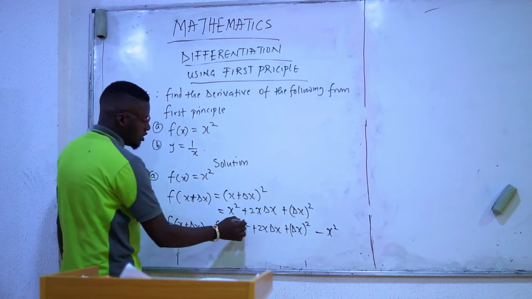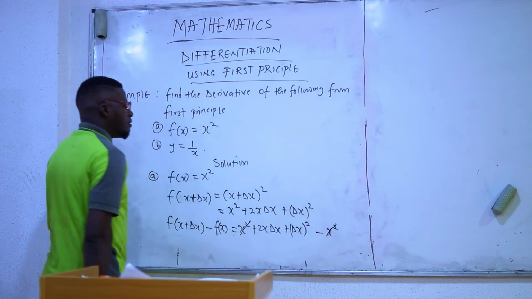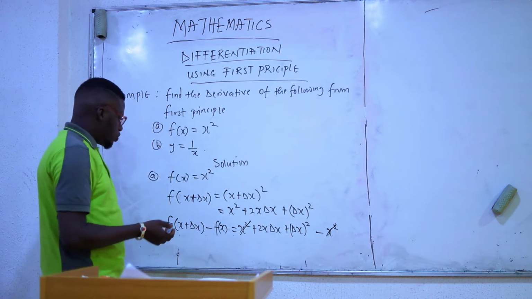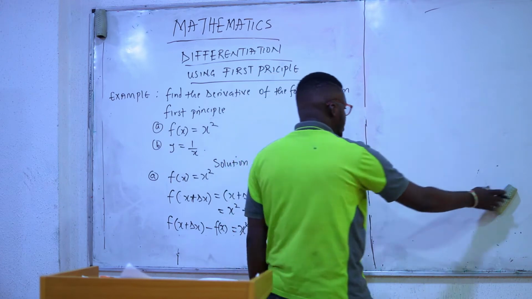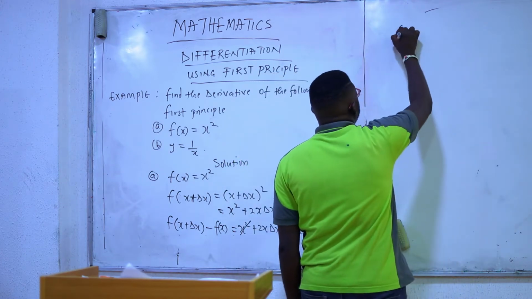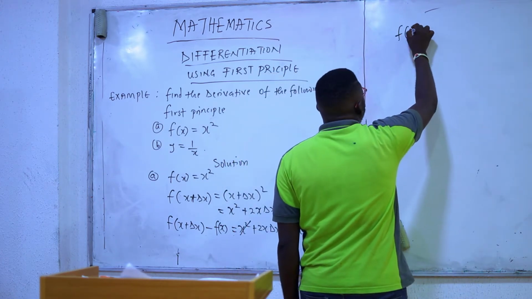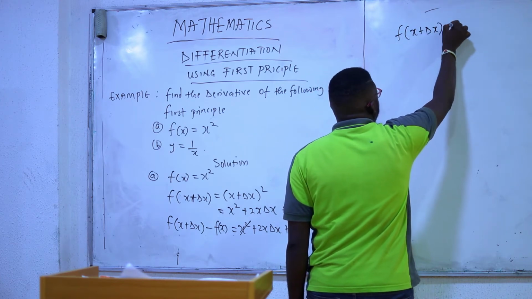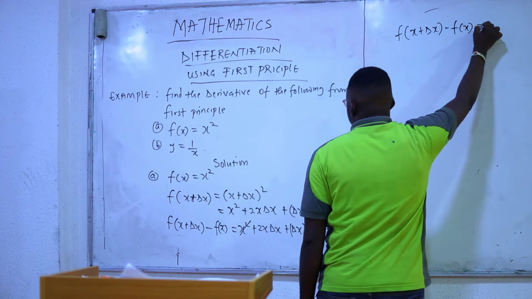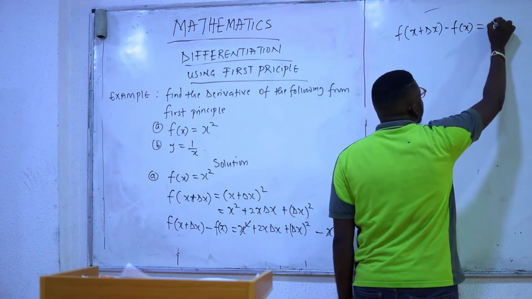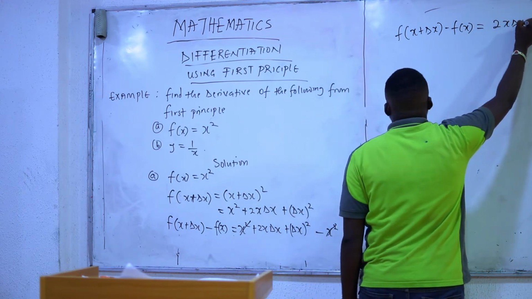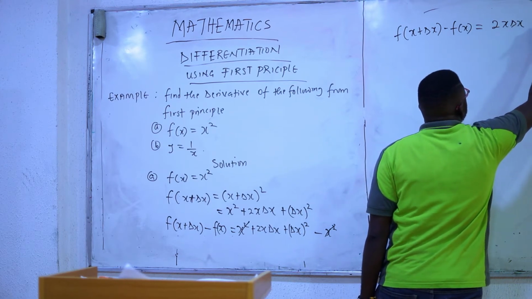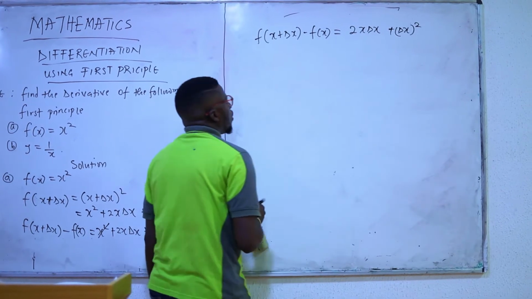F of x is x squared. So this my x squared and this my x squared. X squared minus x squared is same thing as 0. So they are going to cancel out. So I'll be left with this. I'll be left with f of x plus change in x minus f of x is equal to 2x change in x plus change in x all squared.